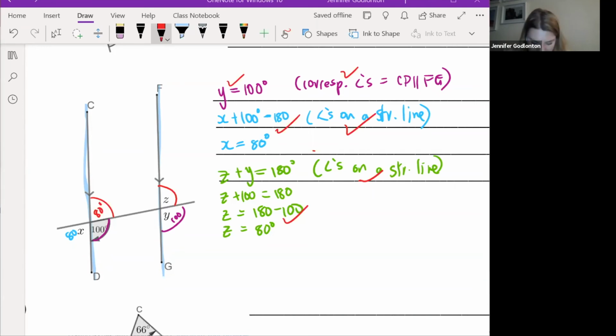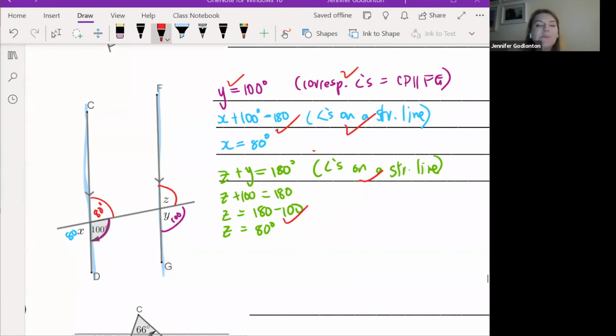Ma'am, is it fine if you didn't write X plus 100 equals 100 degrees? Yeah, if you just said X is equal to 80, and then wrote the reason, angles on a straight line, then that's fine. Oh, thank you, ma'am.